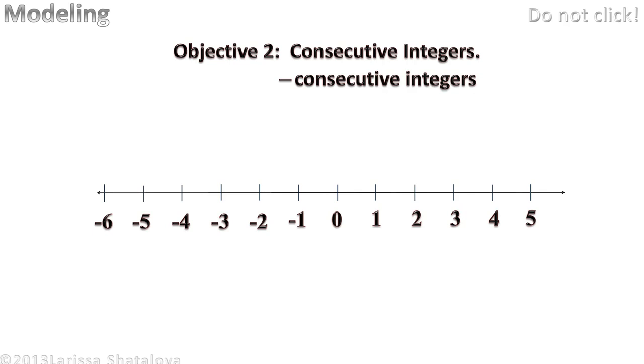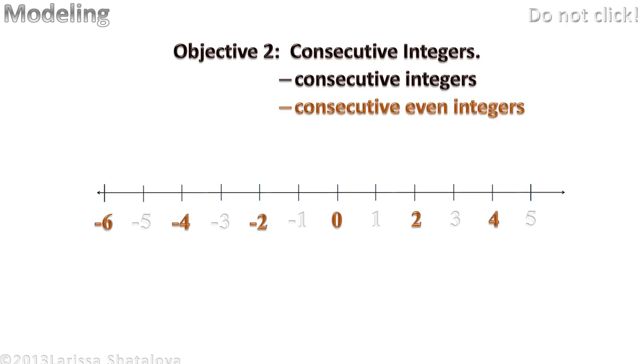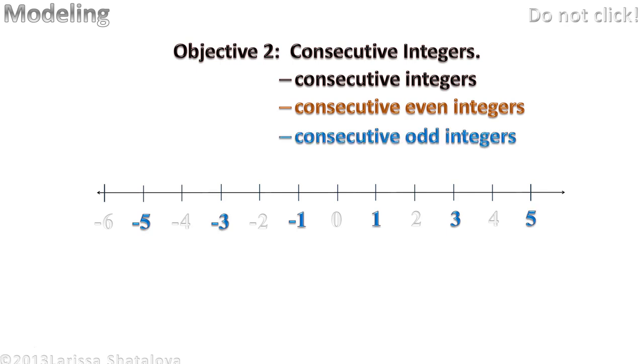Now, if we show only -6, -4, -2, 0, 2, 4, and so on, you call them consecutive even integers because we show only even numbers. The next group would be -5, -3, -1, 1, 3, 5, and so on. You call them consecutive odd integers.